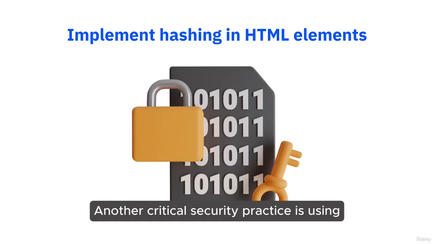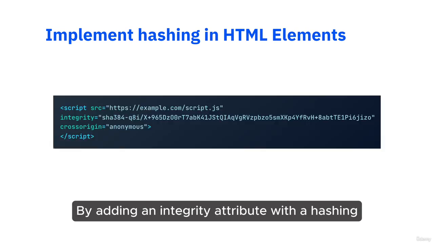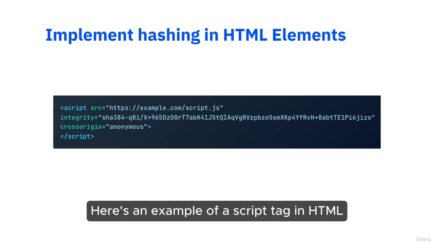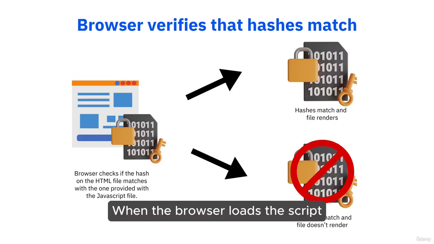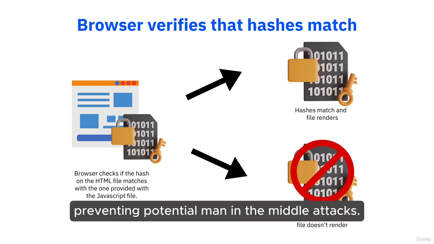Another critical security practice is using cryptographic hashes in your HTML elements. By adding an integrity attribute with a hashing algorithm to your elements, you can ensure their integrity. Here's an example of a script tag in HTML that uses the integrity attribute. When the browser loads this script, it compares the provided hash with the actual file's hash. If they match, the script is executed. Otherwise, it's blocked, preventing potential man-in-the-middle attacks.